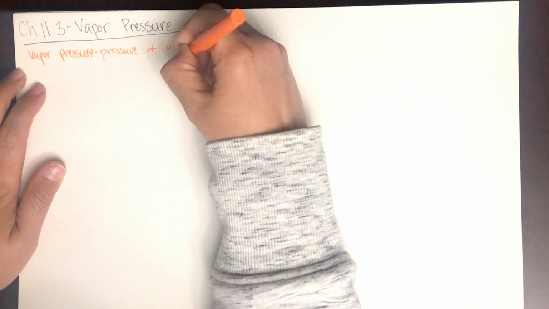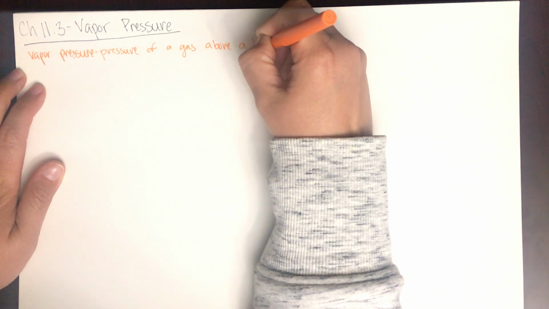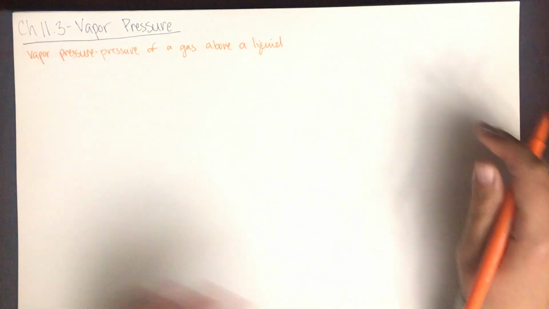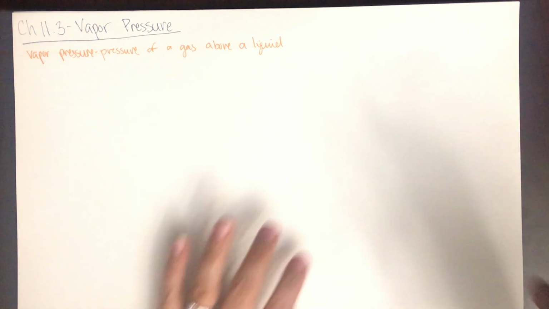So what vapor pressure is, it's the pressure of a gas above a liquid. We talked about vapor pressure when we talked about intermolecular forces at the end of 161. So let's just think about that for a minute.